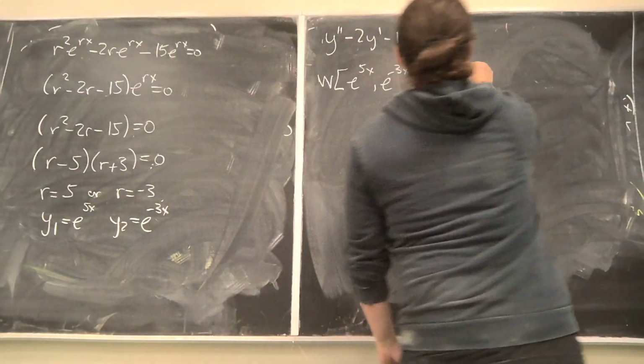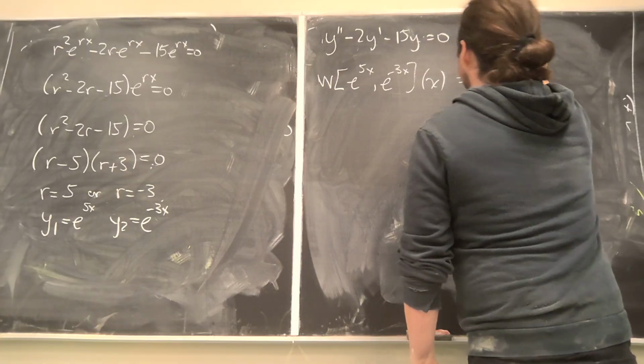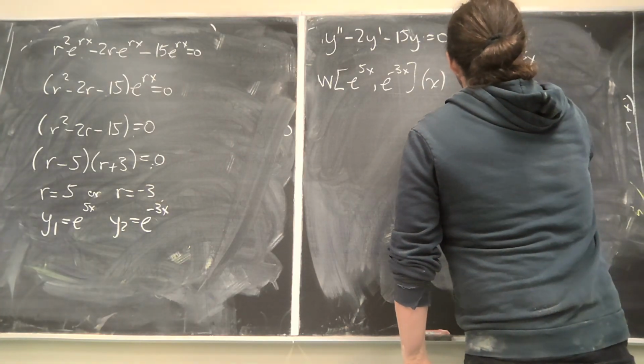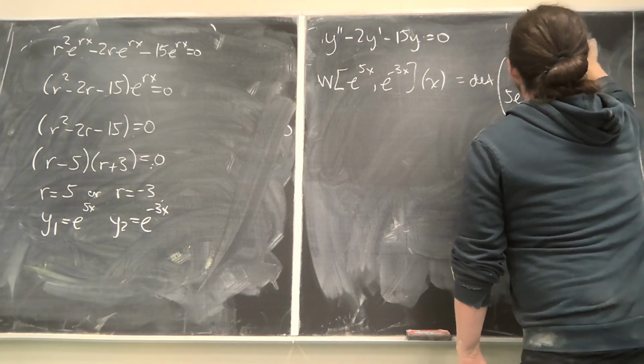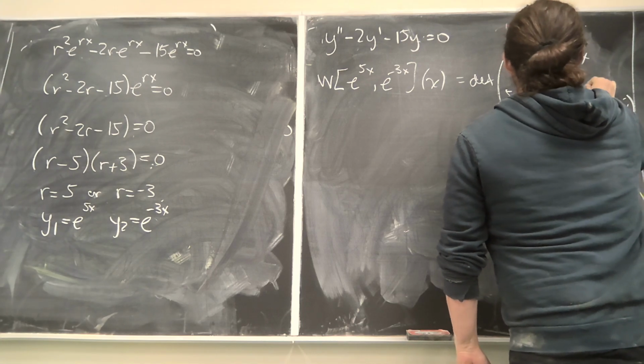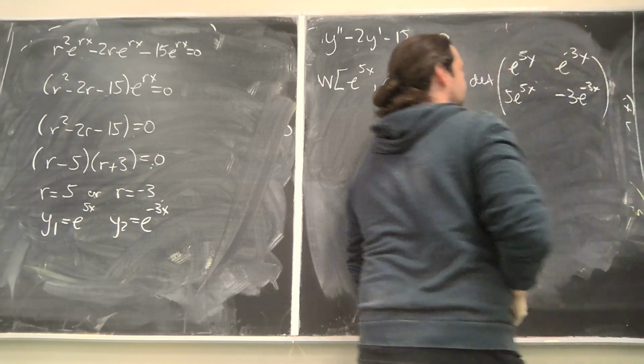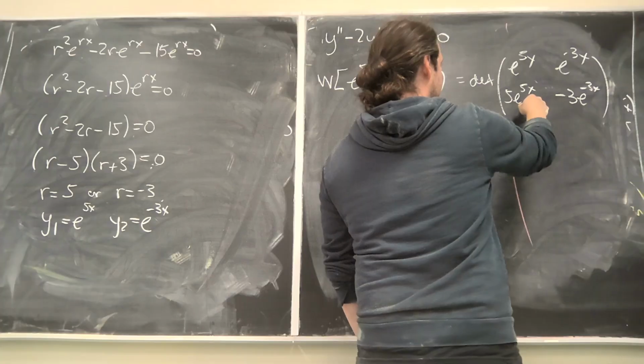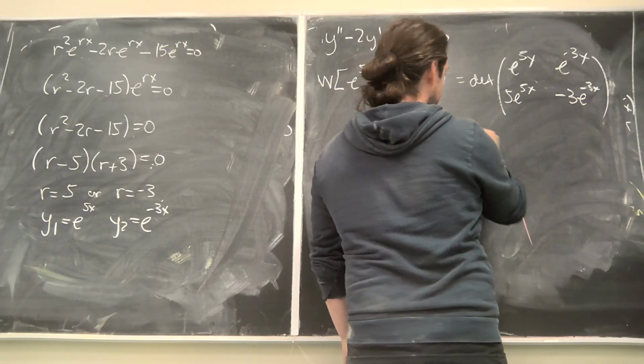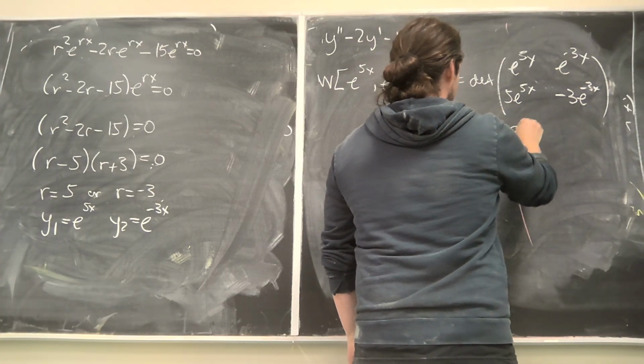So we're going to calculate the determinant of e to the 5x, 5e to the 5x, e to the minus 3x, minus 3e to the minus 3x. If you do that determinant, e to the 5x times e to the minus 3x is e to the 2x. You get minus 8e to the 2x.